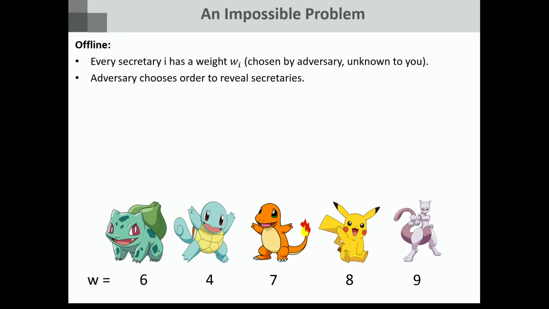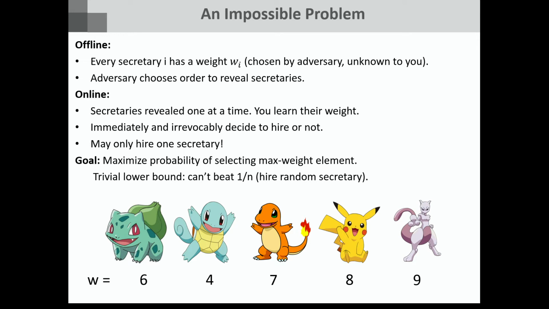Okay, so before going into these two specific models, let me describe an impossible problem for you. Let's say that we decide to model this mathematically in the following way. Offline, every secretary is going to be assigned a weight by some adversary, and these weights are unknown to you. The adversary is also going to choose an ordering of the elements. Then online, the secretaries are revealed to you one at a time, and you learn their weight. You immediately and irrevocably decide whether or not to hire them. Your goal is to maximize the probability of selecting the max weight element.